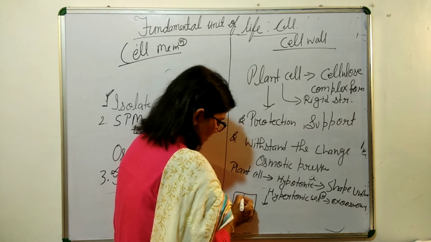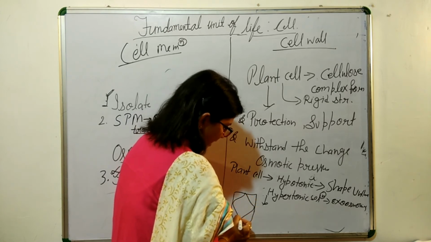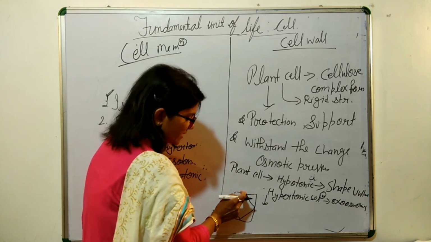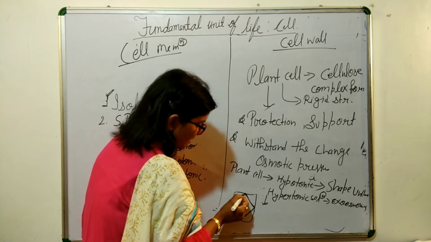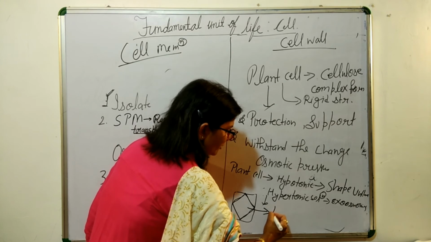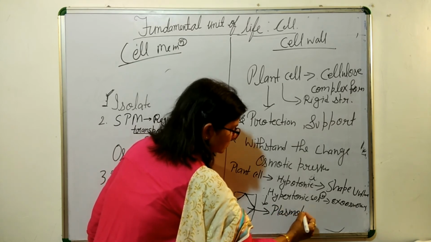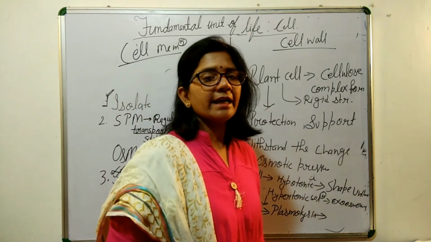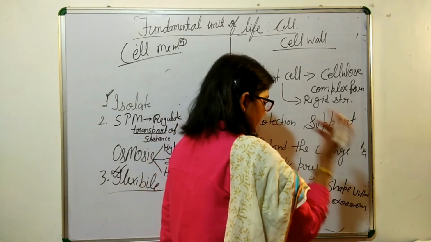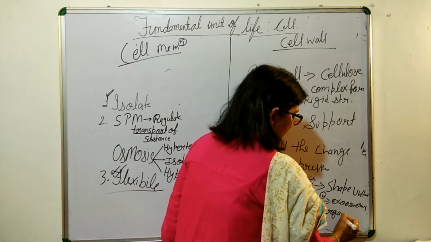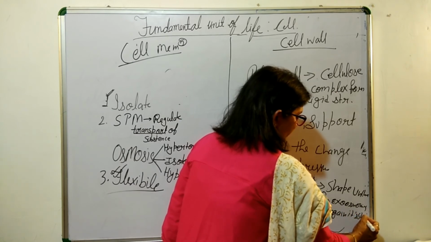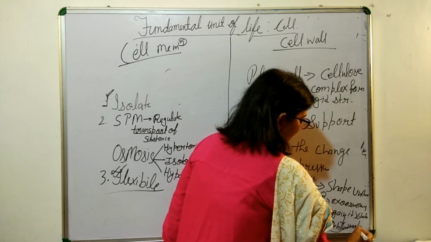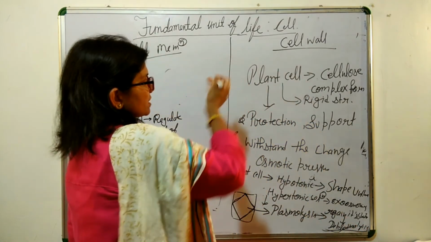Due to the exoosmosis, the plasma membrane will leave the corners of the cell wall but remain attached at some corners. This particular phenomenon is known as plasmolysis. It may be temporary: if we keep it again in the hypotonic solution, it may regain its shape, and that process is known as deplasmolysis. So it was about the cell wall.